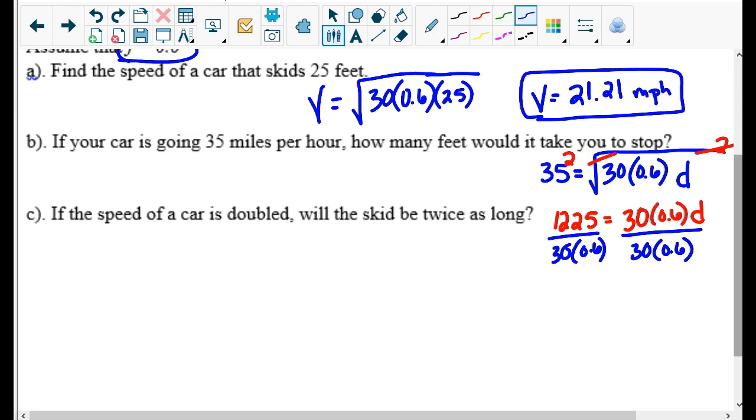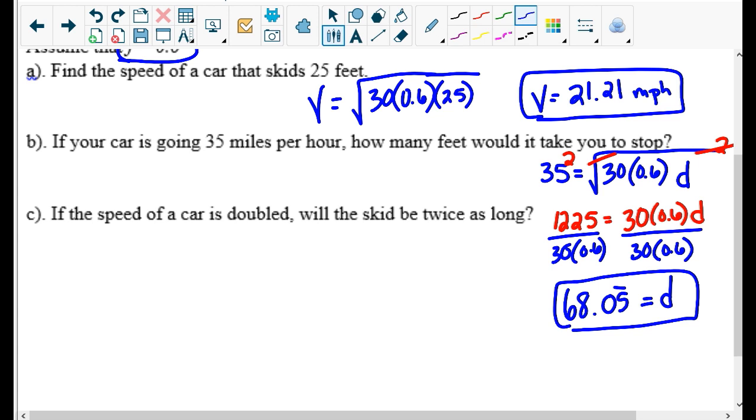So again, then this is going to be 68.05, and this 5 is just repeating, and that is going to be the skid mark length in feet. Okay? So the skid mark length is 68 feet, or just over 68 feet. Okay? We've got one more question then. What if the speed of the car is doubled? Will the skid be twice as long? Okay? So what if I double it? Well, one way to find out.